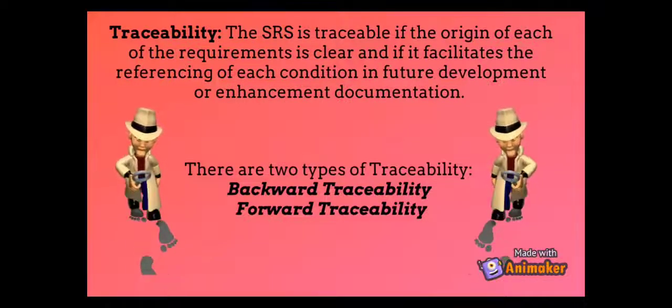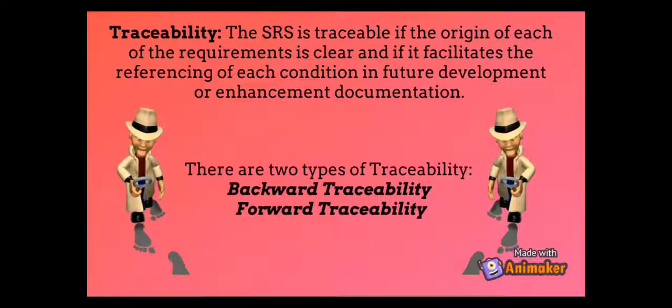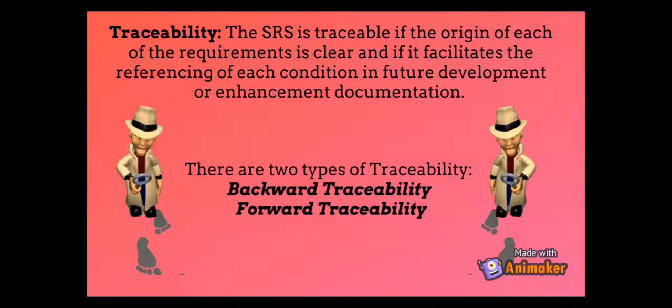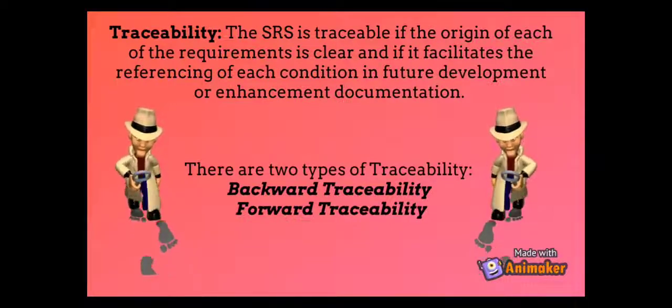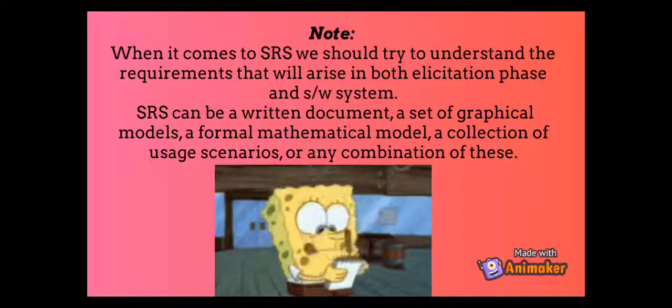The next one is traceability. SRS is traceable if the origin of each of the requirements is clear and it facilitates referencing. There are two types of traceability available in SRS. They are backward traceability and forward traceability. Backward traceability depends upon each requirement explicitly referencing its source in the earlier documents. Forward traceability depends upon each element in the SRS having a unique name or reference number.